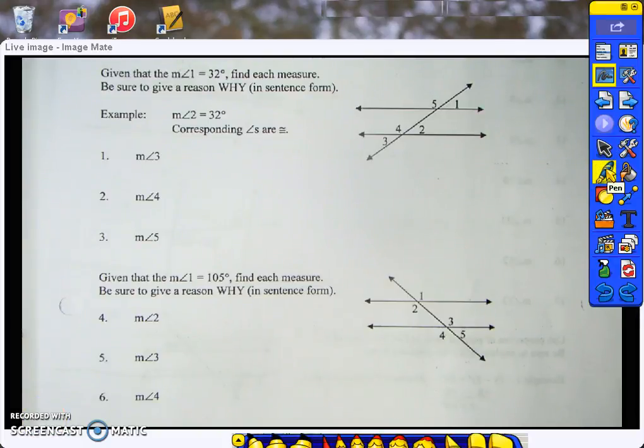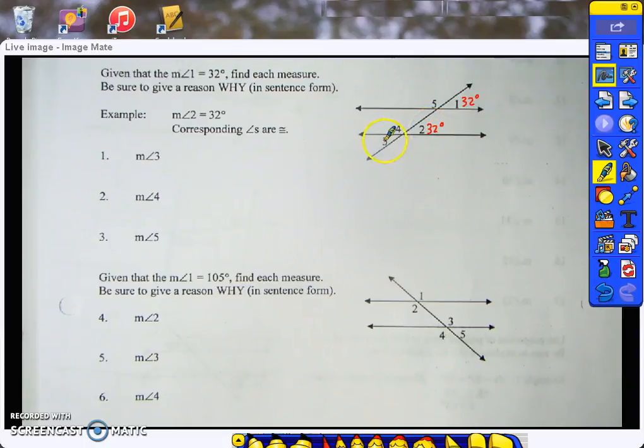Parallel lines cut by transversal. Given that the measure of angle 1 is 32 degrees, find each measure. Be sure to give a reason why in sentence form. For example, if angle 1 is 32 degrees, then angle 2 is also 32 degrees because they're corresponding angles. If I take this section and put it on top of this section, they're in the same location, so they're corresponding, which means that they are congruent.